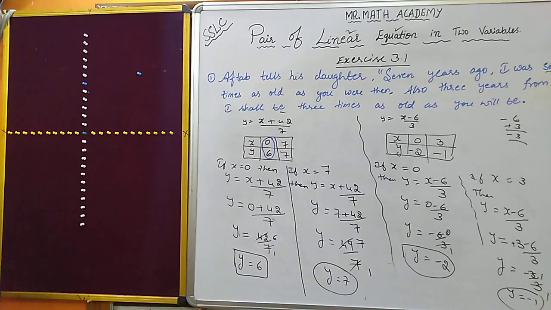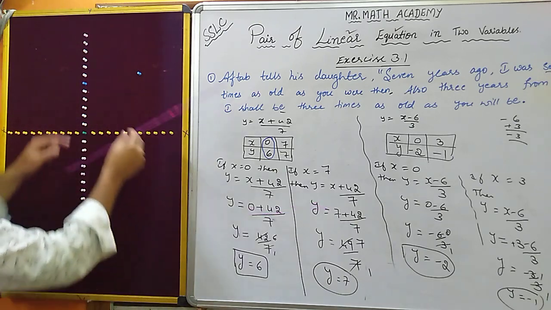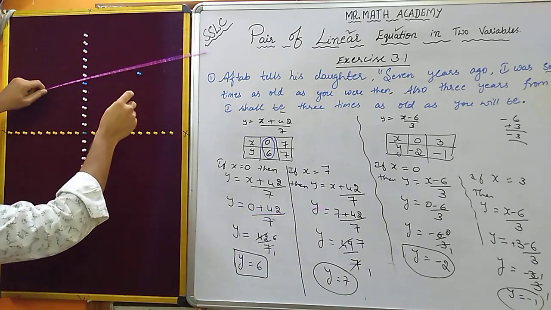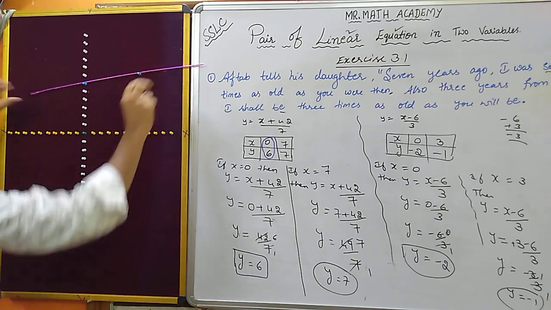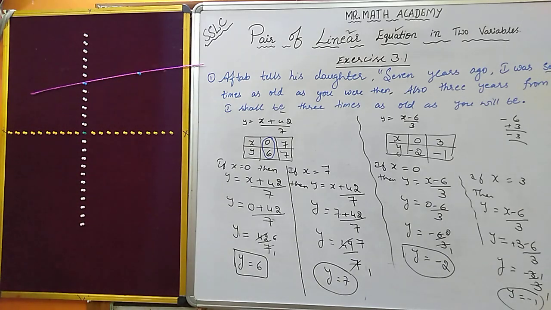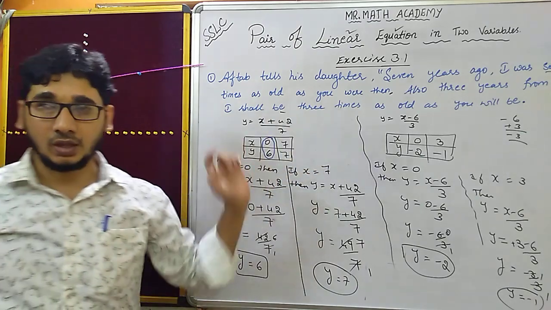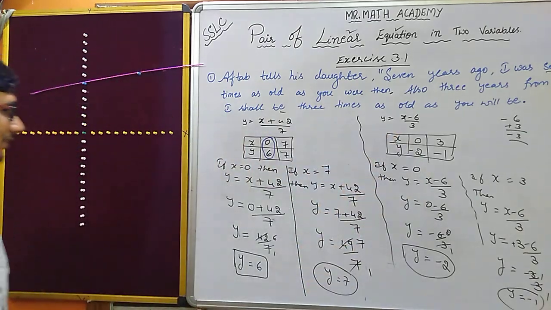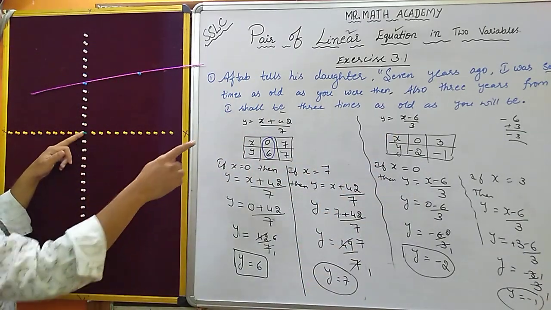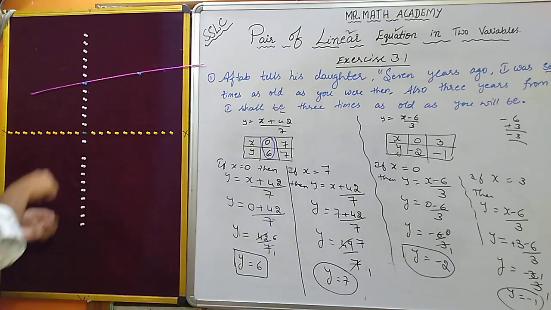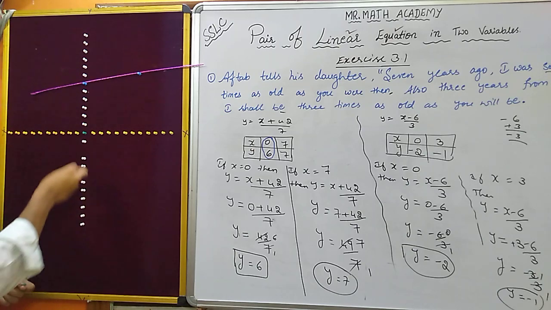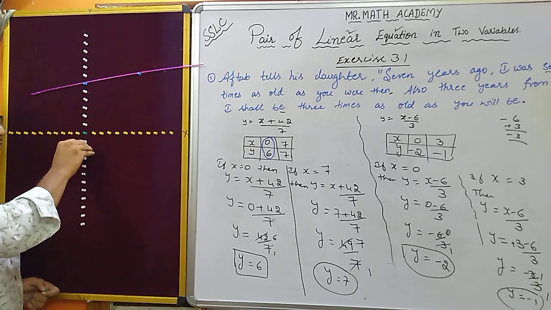Now I will draw the straight line for this. This is a straight line, imagine. We can draw like this. Next we will go for that one. x is 0, y is minus 2, down. 1 2, minus 2.